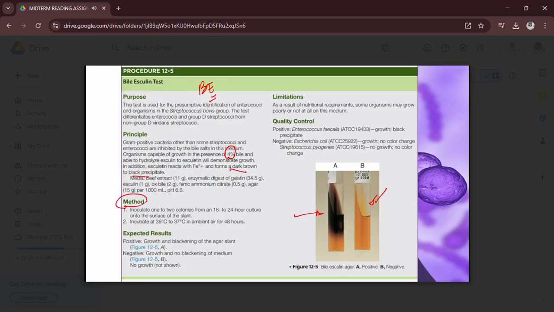Take note of the method. You need to inoculate 1 to 2 colonies from your 18 to 24-hour culture. Lagay po natin, streak po natin sa ating slant of the tube media. Afterwards, incubate lang natin at 35 to 37 degrees Celsius, in ambient air for 48 hours. Again, pag positive, may growth, may blackening of the agar slant. Negative naman if less than half nung slant and no blackening of the medium.